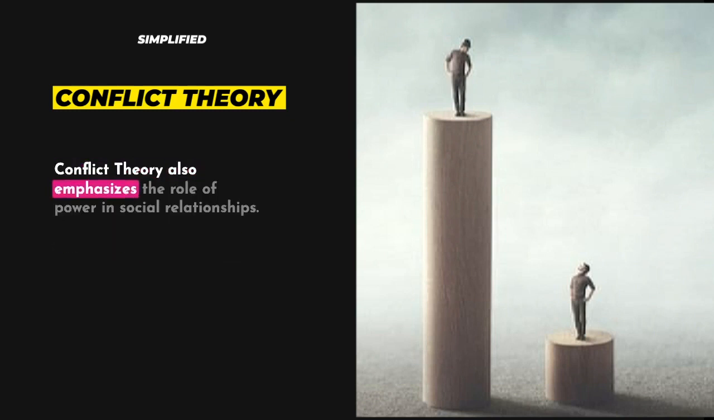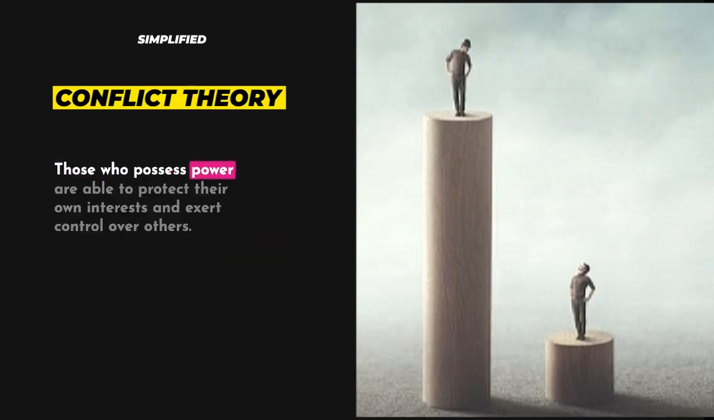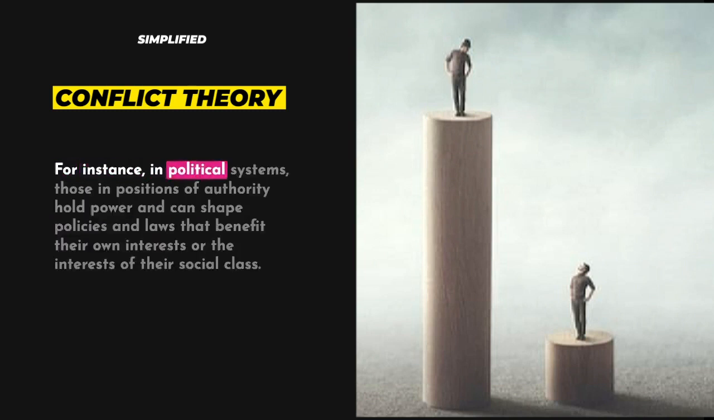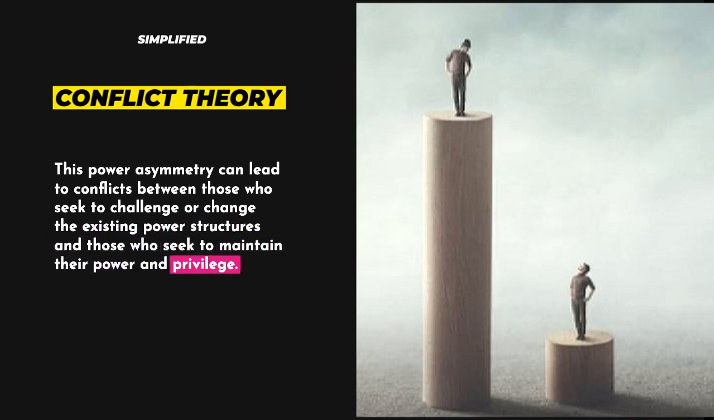Conflict theory also emphasizes the role of power in social relationships. Power is seen as a central force in shaping social interactions and determining who holds the ability to influence decisions and control resources. Those who possess power are able to protect their own interests and exert control over others. For instance, in political systems, those in positions of authority hold power and can shape policies and laws that benefit their own interests or the interests of their social class. This power asymmetry can lead to conflicts between those who seek to challenge or change the existing power structures and those who seek to maintain their power and privilege.